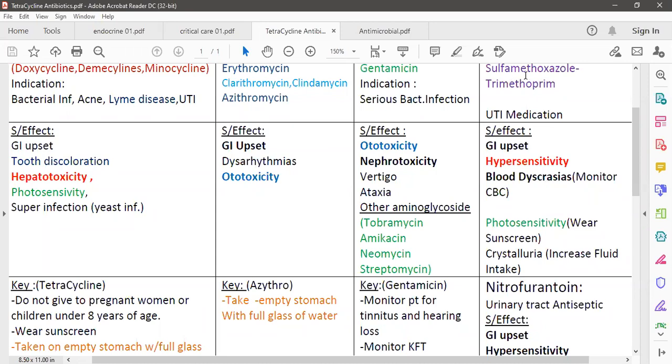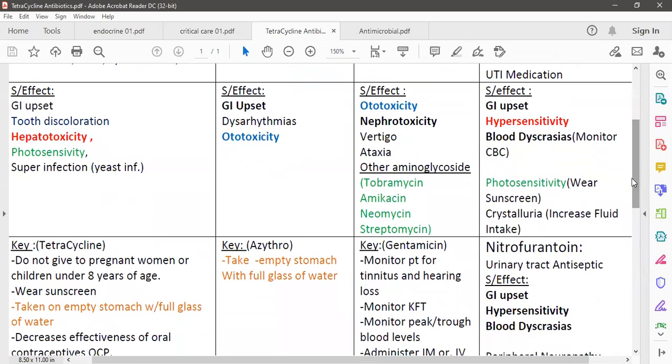The sulfamethoxazole trimethoprim can cause photosensitivity, right? Like tetracycline, photosensitivity. So we can tell our patient to wear sun protection lotion or sunscreen, or we can tell them to take sun protection basically. Also they can cause crystalluria, so increase the fluid intake, crystalluria.